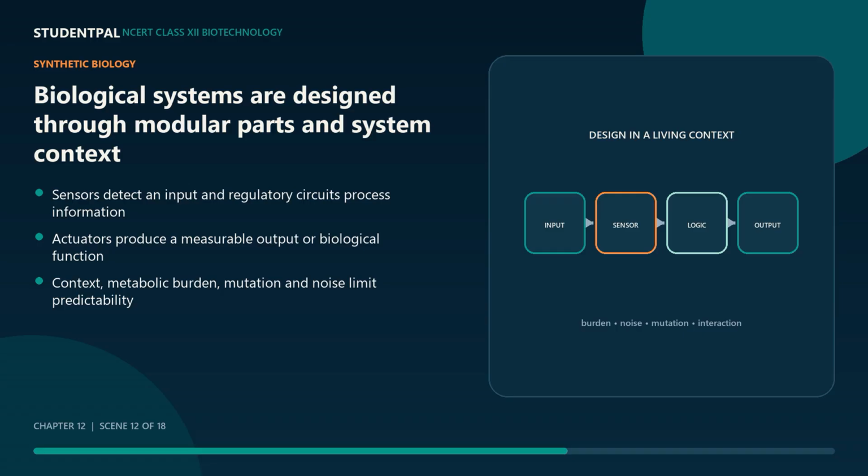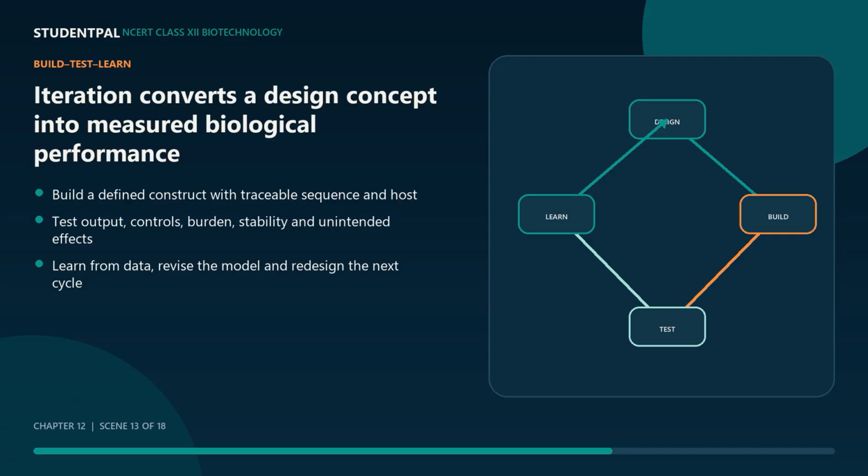Mathematical models guide design, but experimental measurement must update the model. Predictability comes from repeated design and testing, not from assuming that cells behave like ideal electronic components. The build-test-learn cycle is the operational core of synthetic biology.